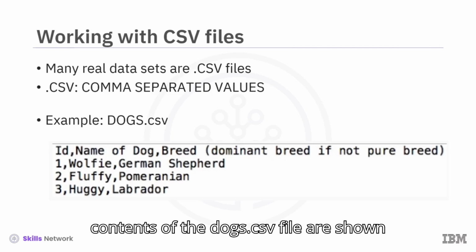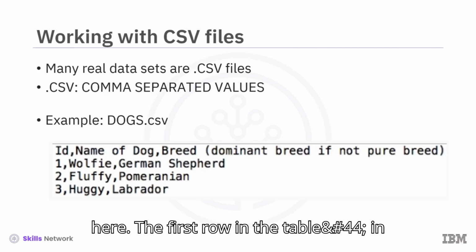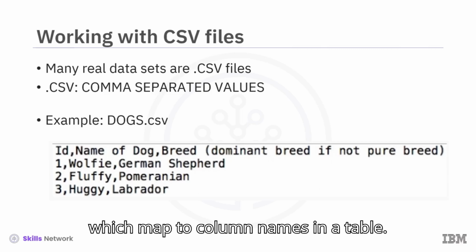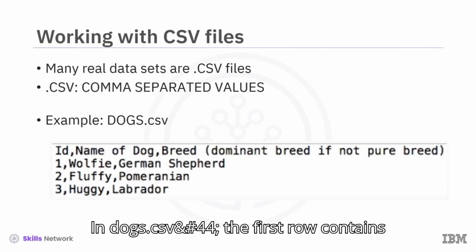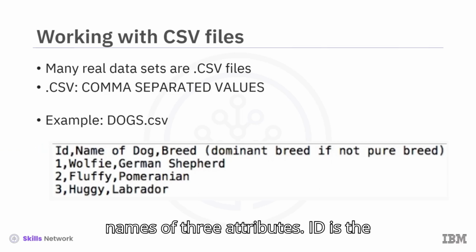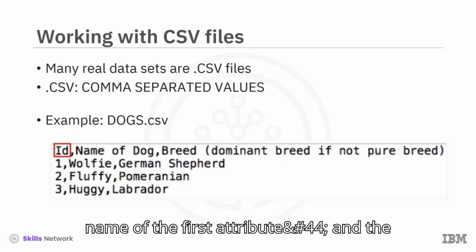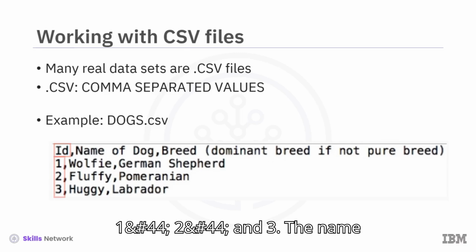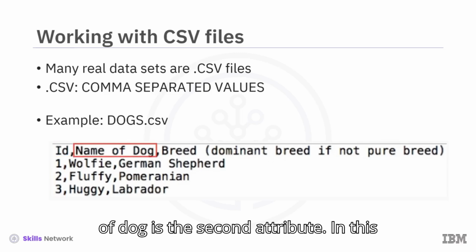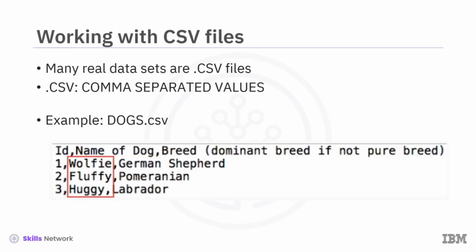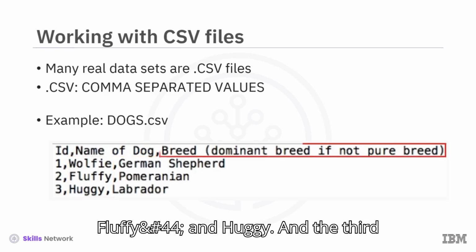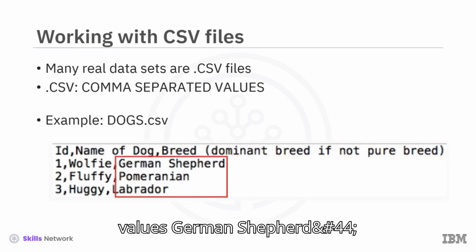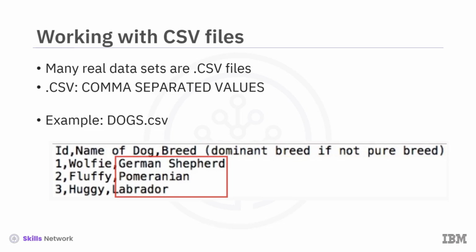Sample contents of the dogs.csv file are shown here. The first row in the table, in many cases, contains attribute labels which map to column names in a table. In dogs.csv, the first row contains names of 3 attributes. ID is the name of the first attribute, and the subsequent rows contain ID values of 1, 2, and 3. The name of dog is the second attribute. In this case, it has values Wolfie, Fluffy, and Huggy. And the third attribute is called breed, dominant breed if not a pure breed. It has values German Shepherd, Pomeranian, and Labrador.